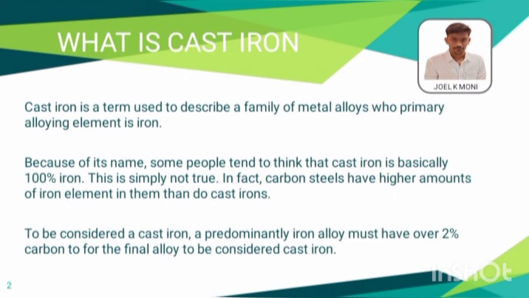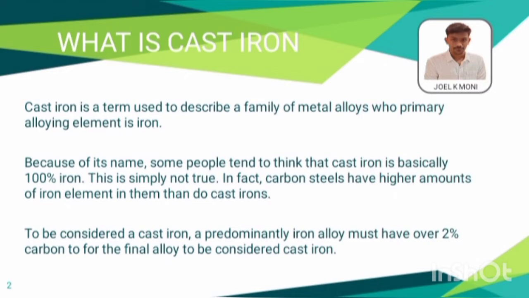Cast iron is a term that is used to describe a family of metal alloys whose primary alloying element is iron. Because of its name, some people tend to think that cast iron basically is 100% iron. This is simply not true. In fact, carbon steel has a higher amount of iron in it than cast iron does. To be considered a cast iron, a predominantly iron alloy must have at least 2% of carbon in it. So I hope you all have got a general idea of what cast irons are.